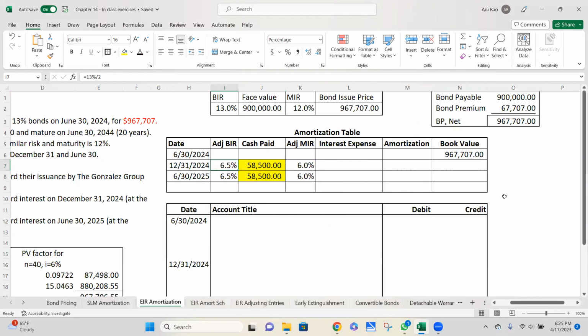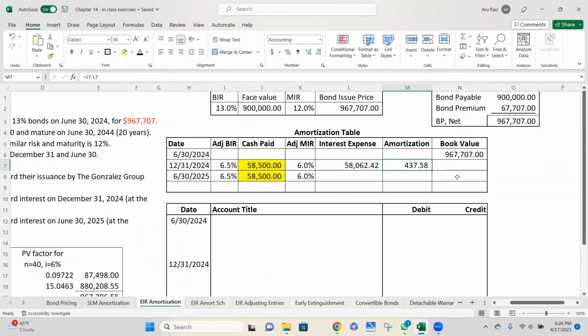So in the effective interest rate method, interest expense is calculated as the previous bond book value multiplied by the market interest rate, the adjusted market interest rate. So the previous book value for this first period of interest payment, it's the cash that we had received multiplied by 6%. This is our interest expense. The difference between these two numbers, cash paid and interest expense, is the amortization.